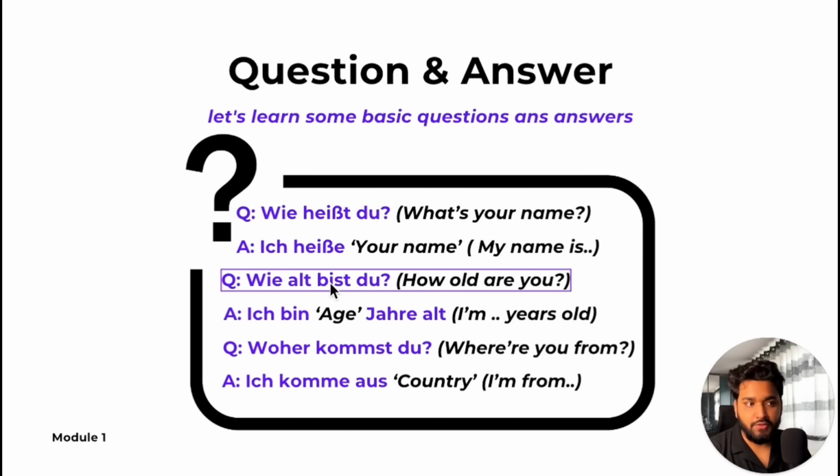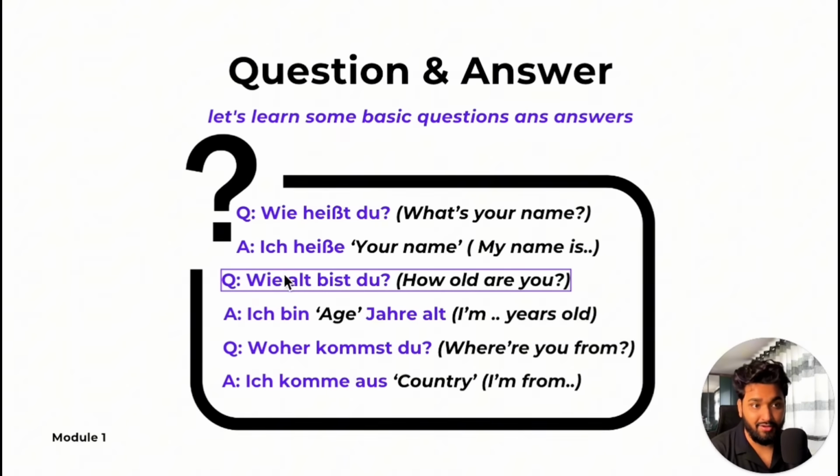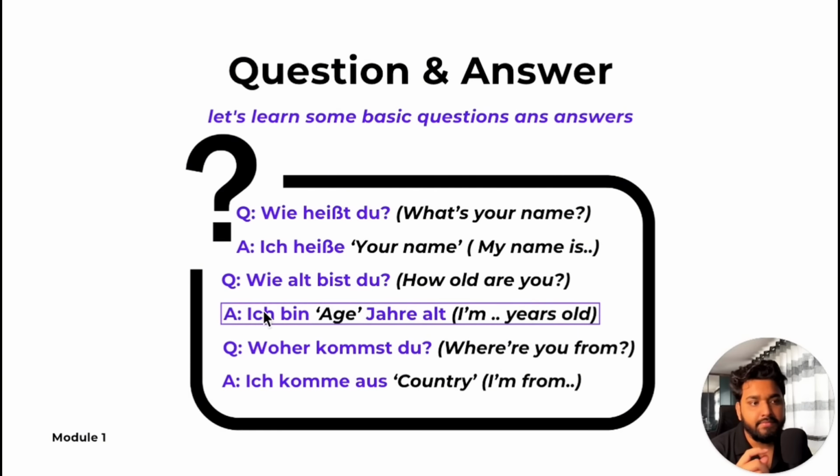Wie alt bist du? How old are you? Wie alt? You might think wie was for what, but normally you will use wie for how. Wie is the German word for how. So, wie alt bist du? How old are you? Ich bin, your age, Jahre alt. We have just learned it also. Ich bin Jahre alt. I am dash years old. You will just put your age here. Ich bin 22 Jahre alt, 23 Jahre alt, 40 Jahre alt. Whatever your age is, you can just put there.